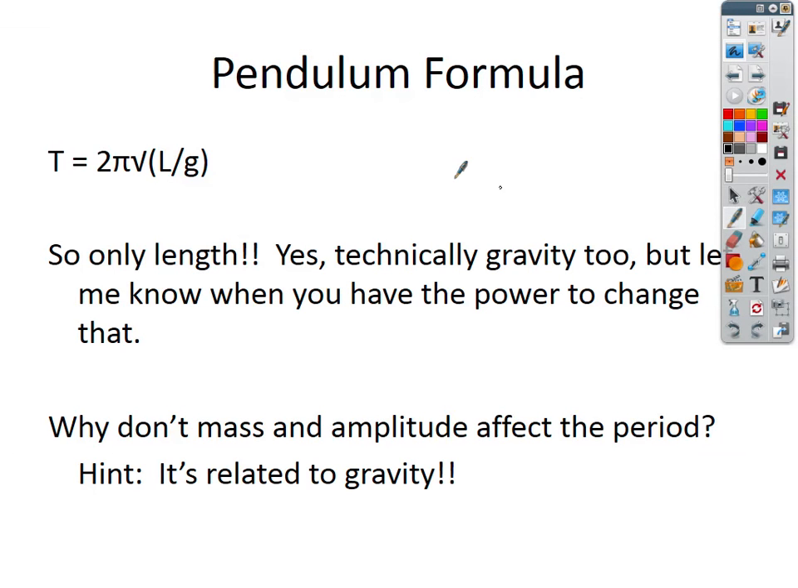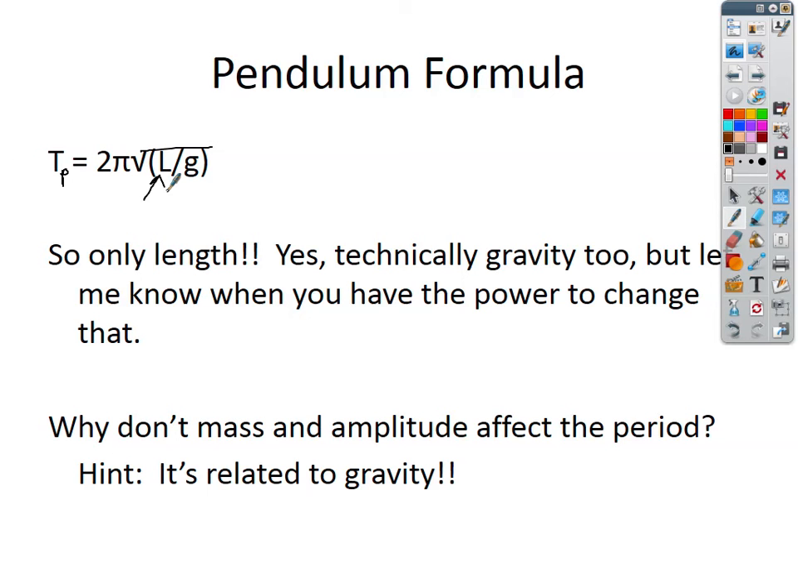All right. So this is again going to be the period of a pendulum. T, a little p right there, is 2 pi times the square root of L over g. The only factor that's affecting it is L, the length. And again, like I said, gravity will too, but you don't have the ability to change that.